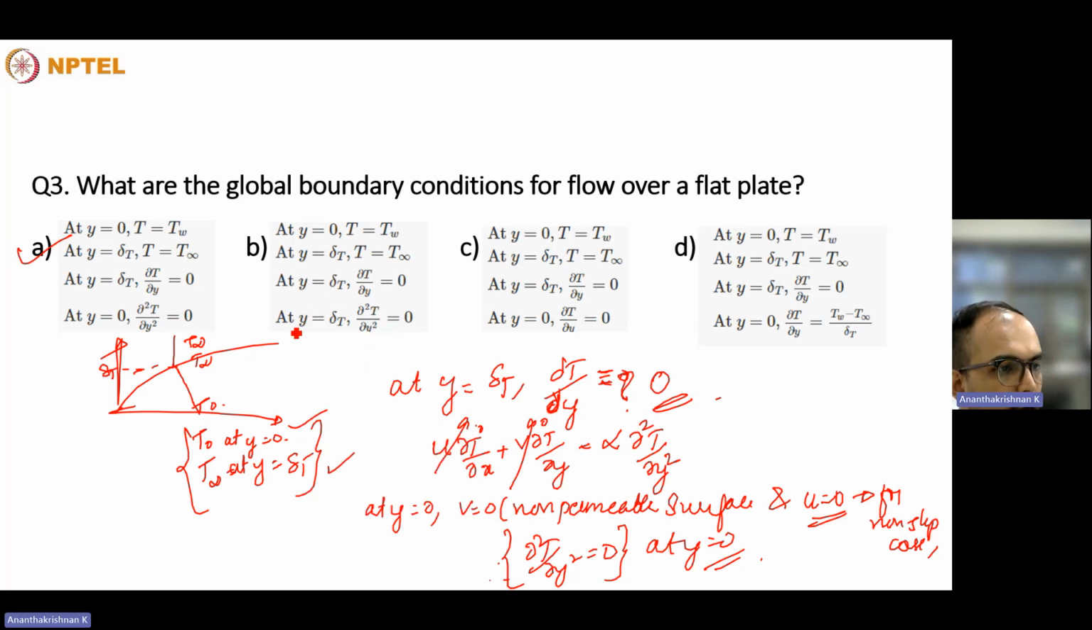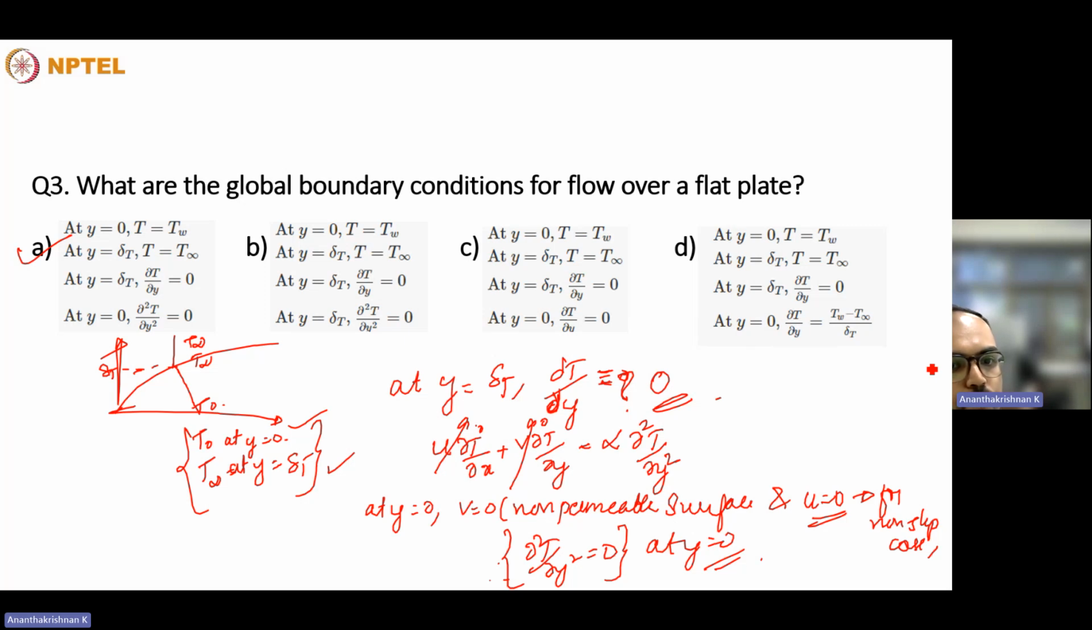In that case, let us look into the other options. At y equal to 0, dou T by dou y equal to 0. That is wrong. There will be a similar gradient, T W minus T infinity divided by delta T, that is assuming a linear profile. That is not a boundary condition that holds throughout.